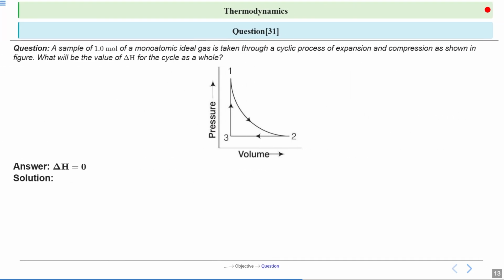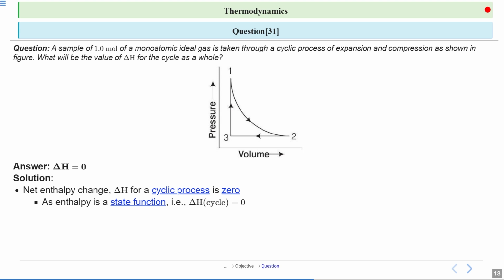So the correct answer will be that the enthalpy change will be equal to 0. How are we saying it? Very simple. We know that the enthalpy change for a cyclic process is always equal to 0, and that is always true. To understand this, let us take a simple example of the same.